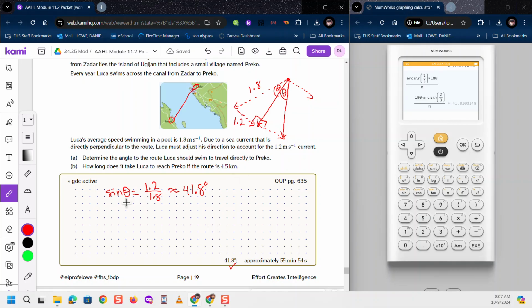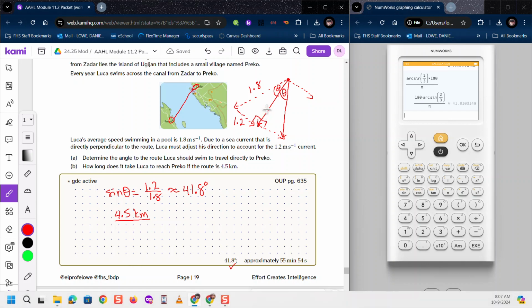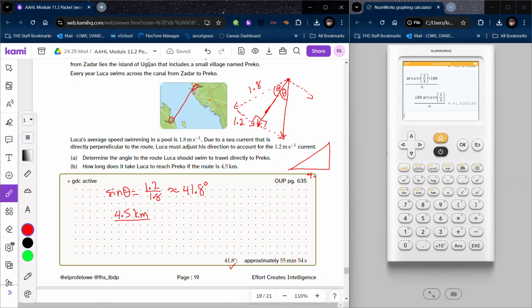All right, well, if the route is 4.5 kilometers, I'm traveling at 1.8. Well, no, that's not where I'm traveling, because this is the net effect. I want the net speed that Luca is going. And so if I look at my Pythagorean theorem here, let me just redraw my triangle. That distance there is 4.5, and I have Zadar, and I have Preko, and I know my angle theta, and I know that's 1.8 meters per second, and the other is 1.2 meters per second. So I'm going to have the square root of 1.8 squared minus 1.2 squared, and that unit is going to be meters per second.